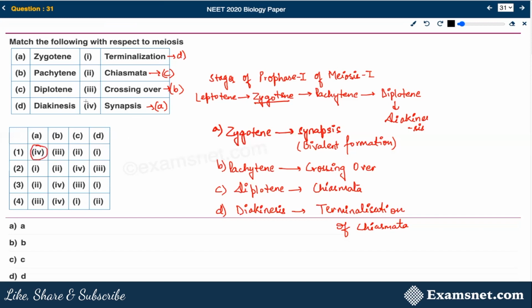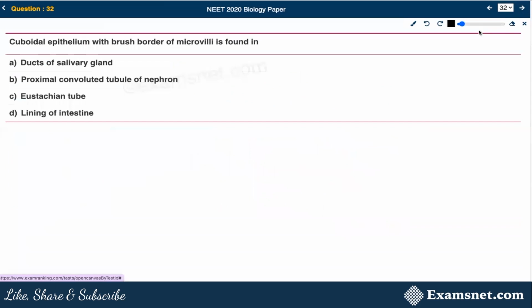Then B is going to stand with the third option. That is this one. Then C stands with 2. Then D stands with 1. That means this one. So our correct option turns out to be option A here. All right. So this is the case. Now, let's move on to the next question, 32.